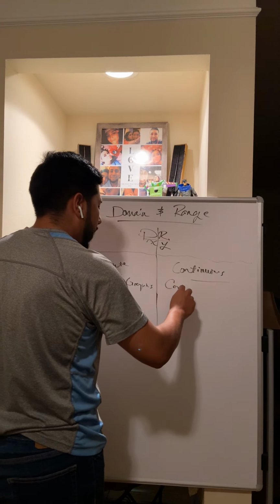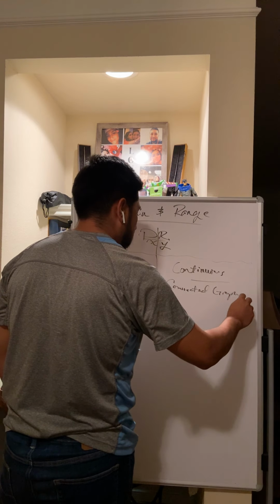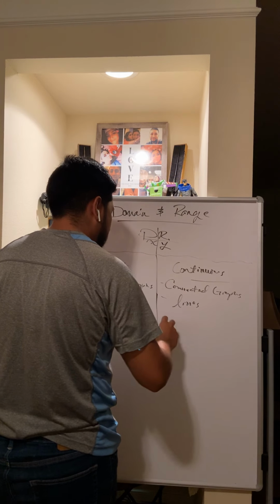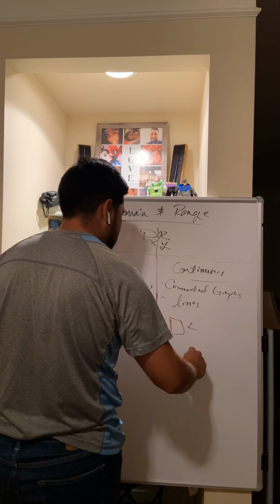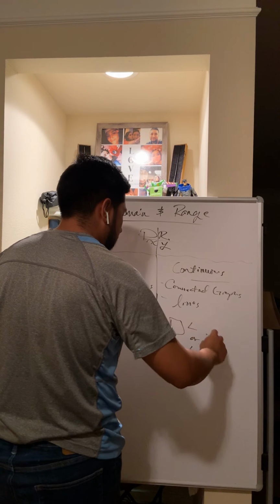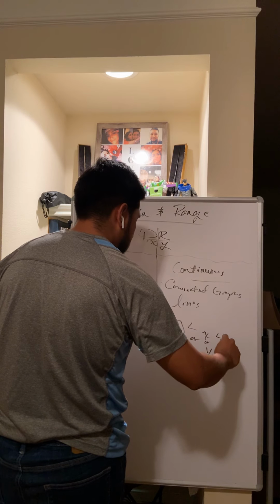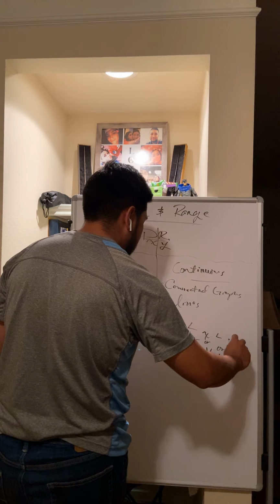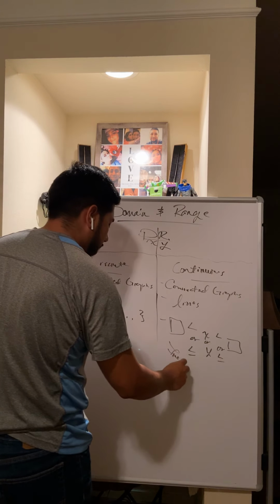Continuous are connected graphs, which are just lines, and the answers use a number, a symbol, less than or equal to, X or Y, symbol, this is or, and then my number at the end. So we need to make sure we know our inequalities.